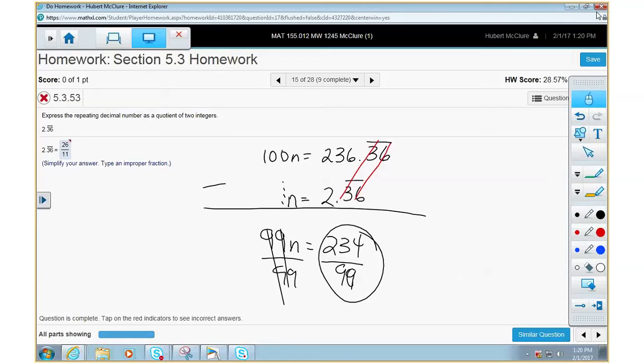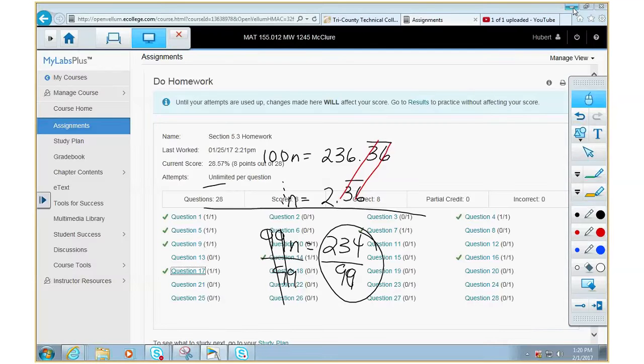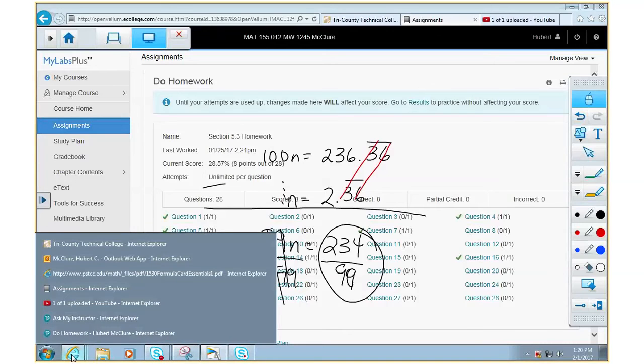Did anybody else send one? I thought I saw another one. Okay, let me get that one. Yeah, I'll look at that, because I have no idea what this one is.